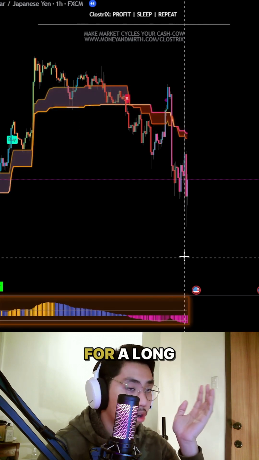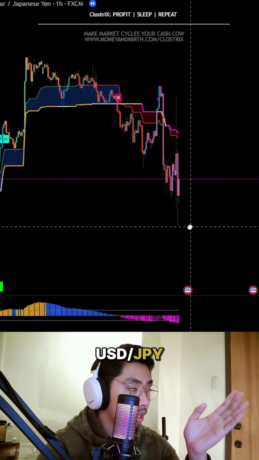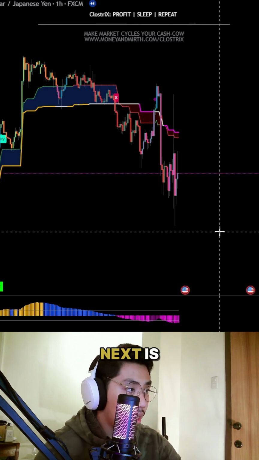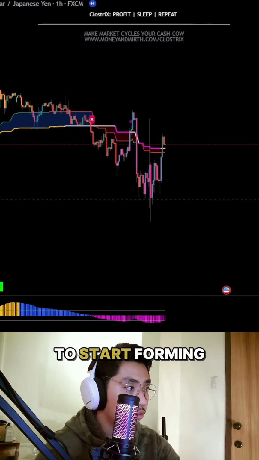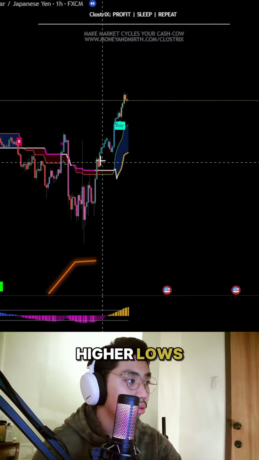Here's an example for a long position. First, you want to open your trading pair, in this case USD JPY, and you want to be on the 1 hour time frame. Next, you want to wait for price to start forming an uptrend. Uptrends are generally categorized as having higher highs and higher lows, as you can see here.